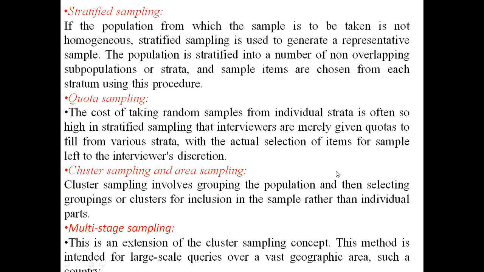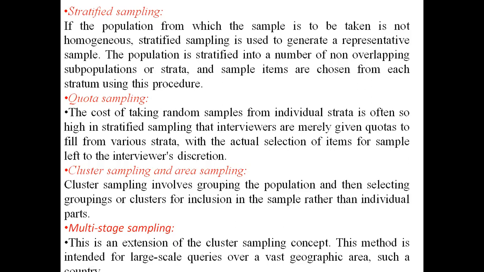Then the stratified sampling. If the population from which the sample is to be taken is not homogeneous, stratified sampling is used to generate a representative sample. The population is stratified into a number of non-overlapping subpopulations or strata. The sample items are chosen from each stratum using these procedures. If the items chosen from each stratum are chosen using simple random sampling, the overall technique is known as stratified random sampling, which includes stratification first and then simple random sampling.